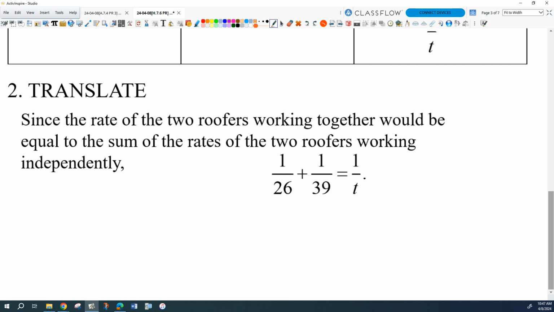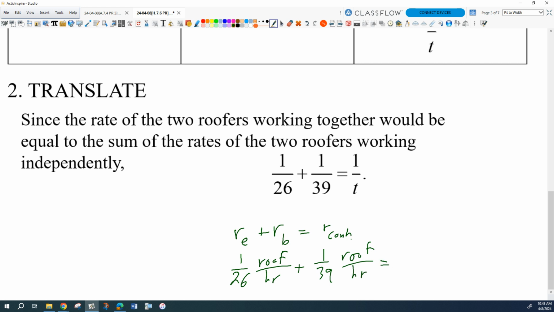So we'll call this the rate of the experienced roofer plus the rate of the beginning roofer equals the rate combined, right? What would the units be? So that's 1/26th of a roof per hour plus 1/39th of a roof per hour equals, I don't know, 1 over T of a roof per hour. Solve for T. Well, we can solve that equation.